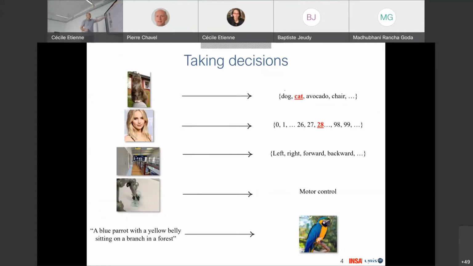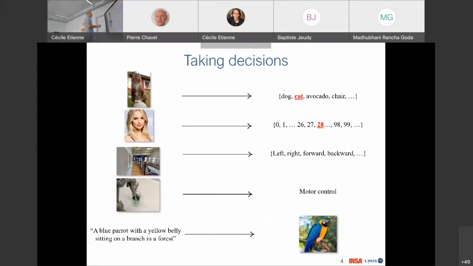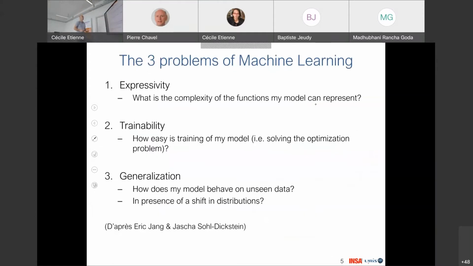Going from here to here, I need to learn a functional mapping which distorts the space in a very, very highly nonlinear way. So this leads me to the 3 problems of machine learning. We would like to learn these functions from data, and so we have these three problems in machine learning.